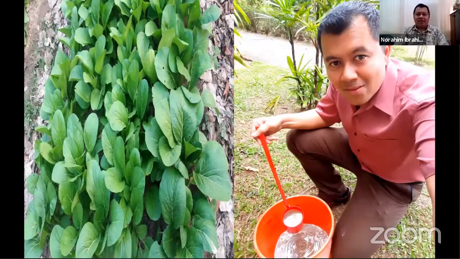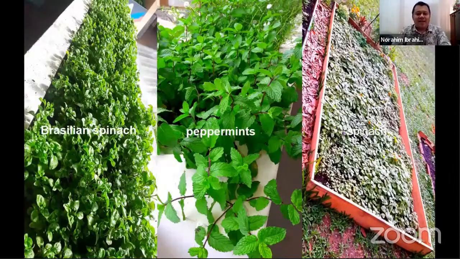Another example for veggies, I use amino acids from the fish. I grow apa pacay, tak tahu nama Melayu dia, nama Inggeris apa? Something like that. Sawi lah. Okay, then I have bayam Brazil, peppermints, we have spinach inside. This is in front of my house.